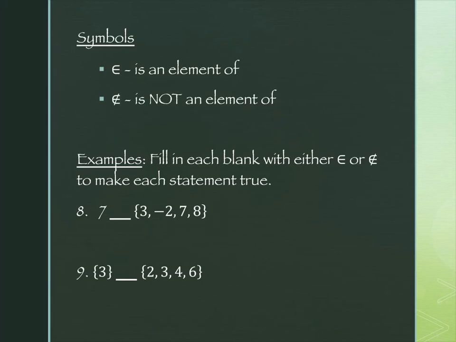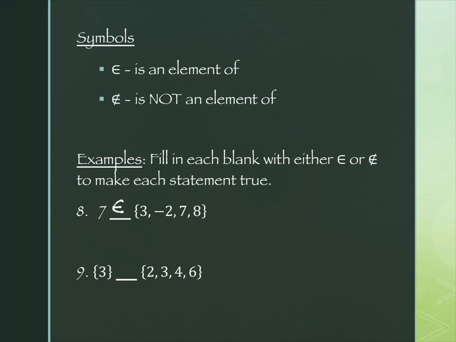So what we're going to do is fill in each of these blanks with one of those two symbols. Is it an element or is it not an element? Number 7. It is, right? So we do the little curly E kind of thing, almost looks like a C with a line.